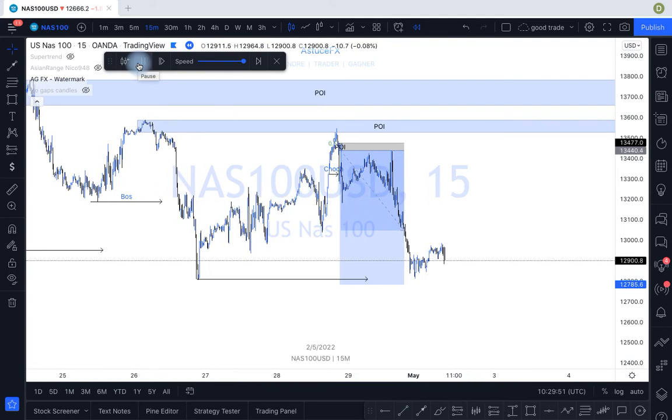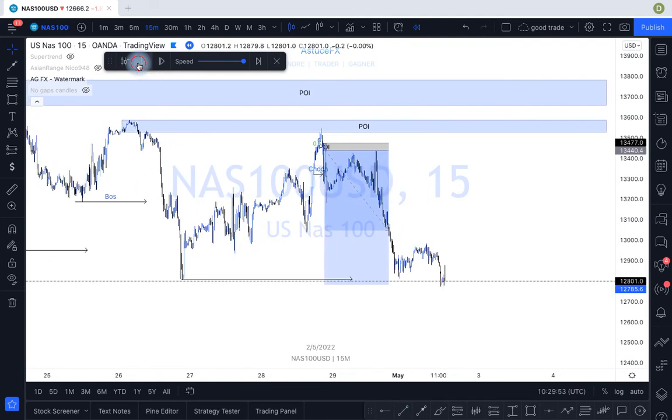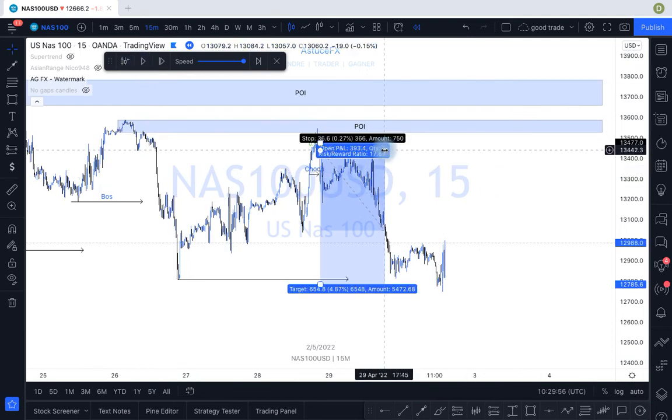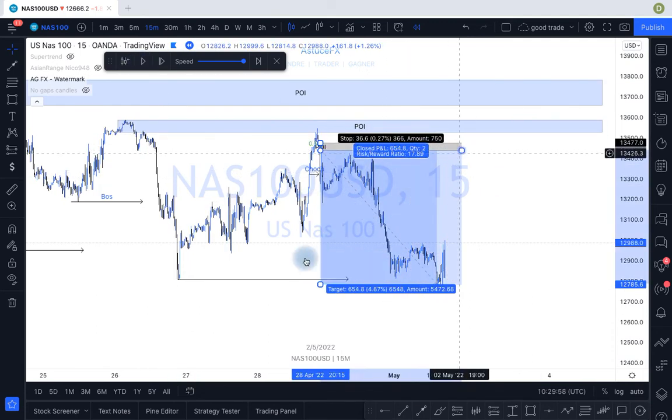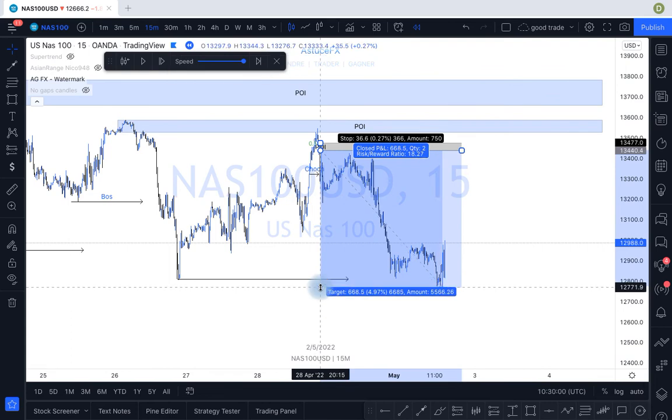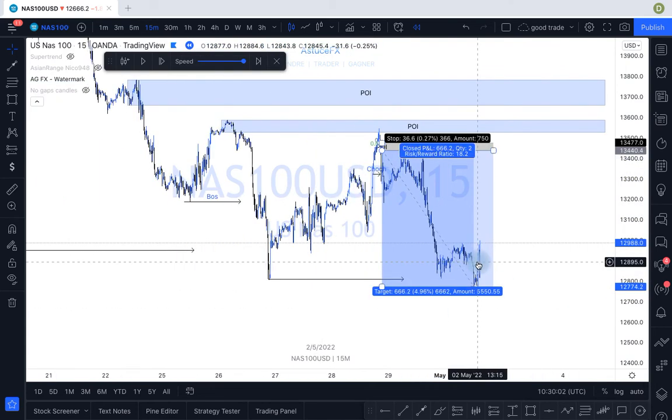Let's see. Yeah, and now you hit TP exactly. A 1 to 18, if I can see. I can bring it a bit down. Yeah, a 1 to 18. This is what has happened.